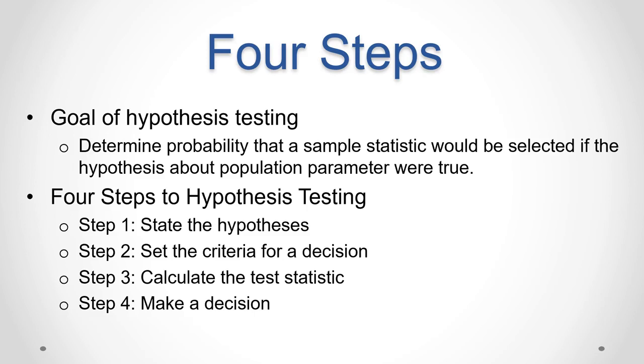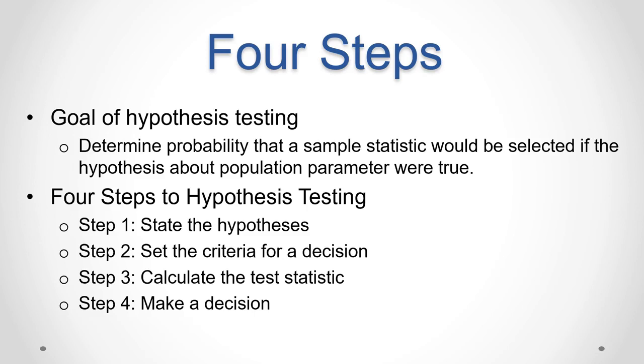The goal of hypothesis testing is to determine the likelihood or probability that a sample statistic would be selected if the hypothesis about a population parameter were true. There are 4 steps to hypothesis testing. Step 1, state the hypothesis. We identify a hypothesis or claim that we feel should be tested.